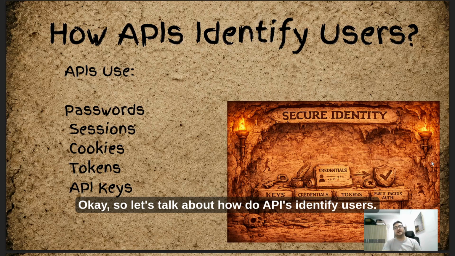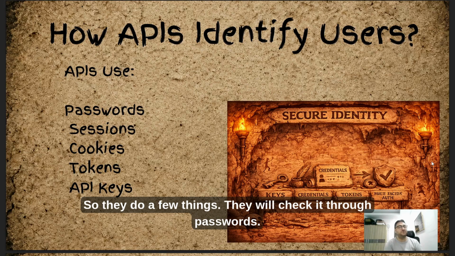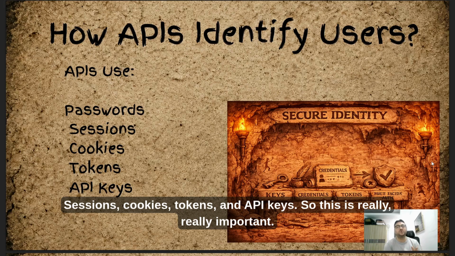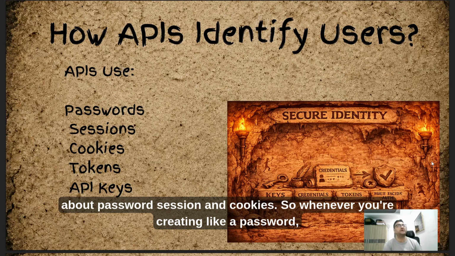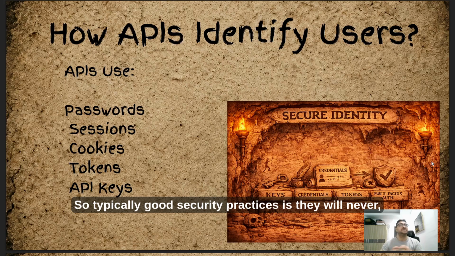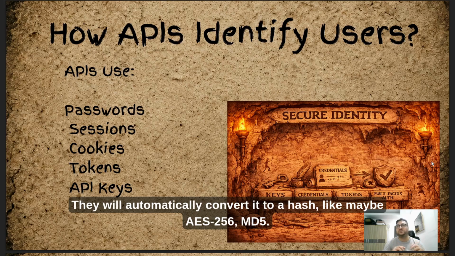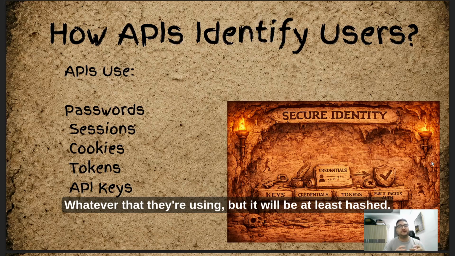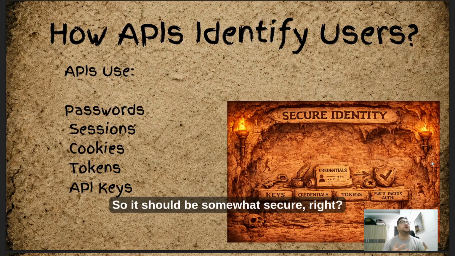Okay. So let's talk about how APIs identify users. They do a few things. They will check through passwords, sessions, cookies, tokens, and API keys. So this is really, really important. For most people, they're going to worry about passwords, sessions, and cookies. Whenever you're creating a password, a lot of times they are going to store your password as a hash. Typically, good security practice is they will never, ever, ever have your password in plain text. They will automatically convert it to a hash, like maybe AES-256, MD5, whatever they're using, but it will be at least hashed, so it should be somewhat secure, right?